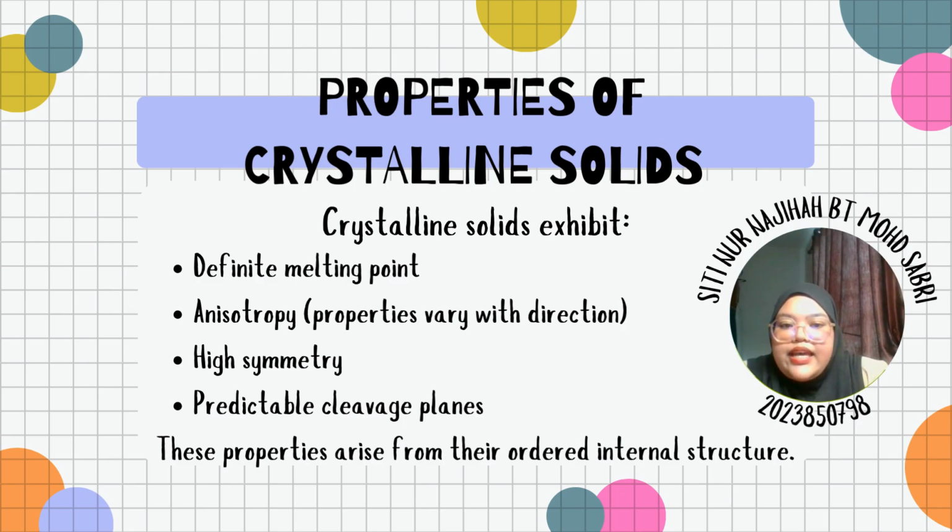Third, they have high symmetry. Their internal structure follows a regular geometric pattern, which gives the solid a balanced and well-organized appearance at the microscopic level. Last, crystalline solids have predictable cleavage planes. This means they break along specific flat surfaces where the bonding forces are weaker or more uniform. All these properties arise because crystalline solids have an ordered internal structure, also known as a crystal lattice.